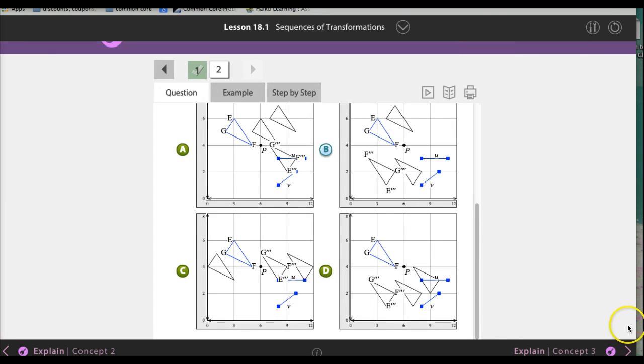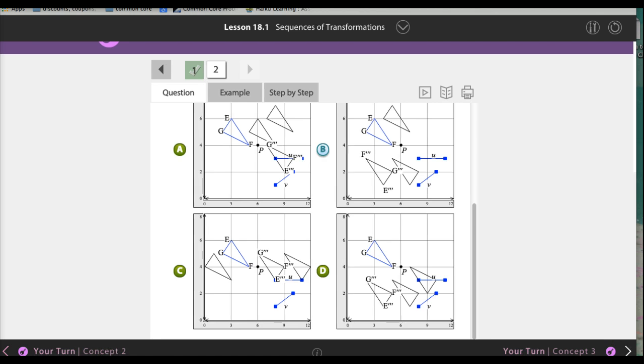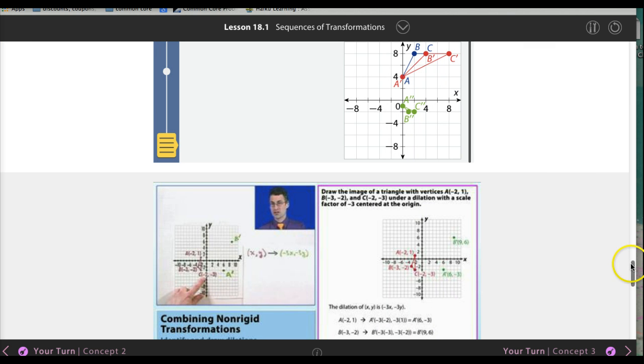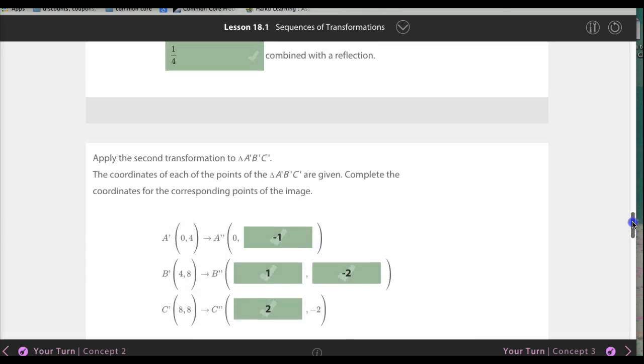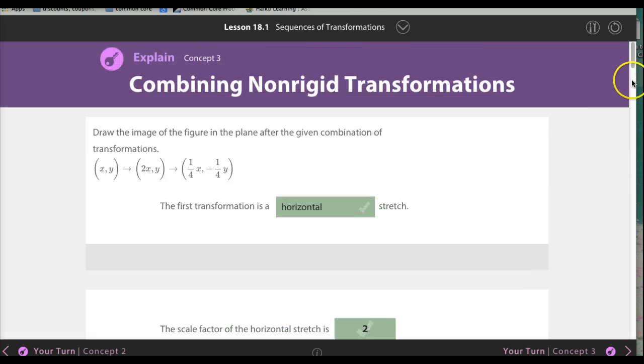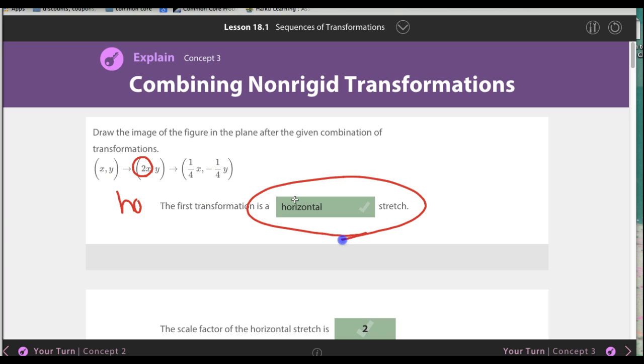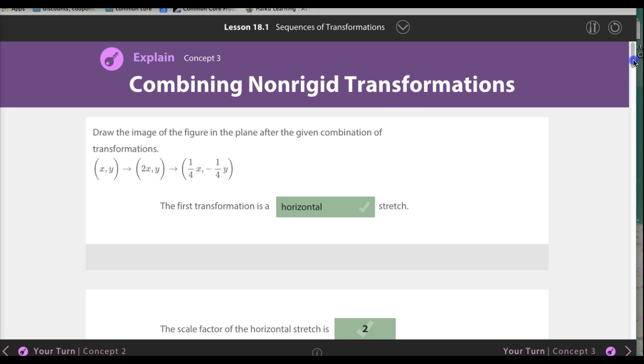But in the next section, this is the homework question, and it looks complicated, but it's actually not that complicated. On this side, you can see non-rigid transformation, which means there's dilation. So I want you to understand something. When you multiply only to the x, this is a horizontal stretch. When you multiply only to the y, then that's going to be a vertical stretch. And I would demonstrate this for you in the classroom. Okay, so you can totally see what I mean.